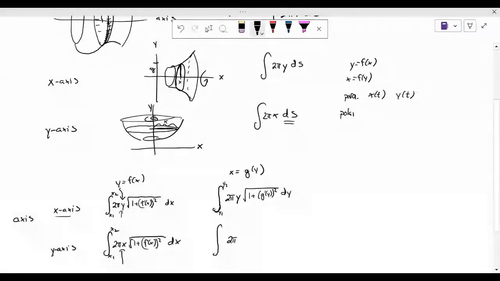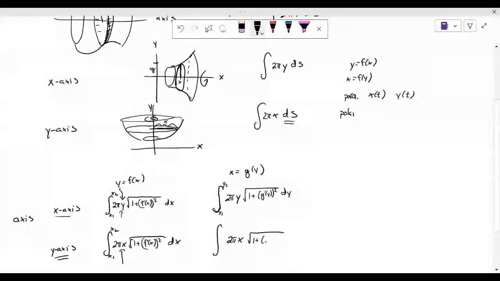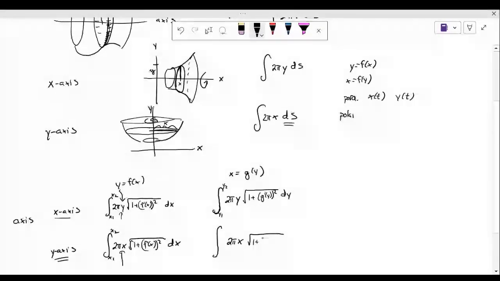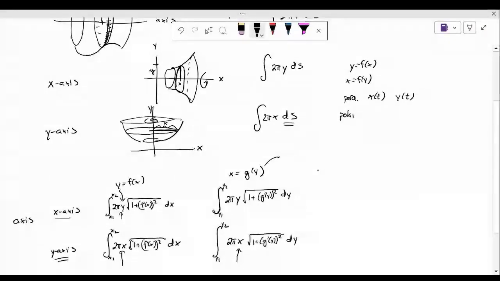This time we're going to rotate about the y-axis, so we get 2 pi x, but x is still a function of y. And we're integrating with respect to y, so the bounds are y values. And do we need to replace x with anything? Absolutely. We're integrating with respect to y, therefore we only want to see y variables at the end of the day. And we get to replace x with a function of y.